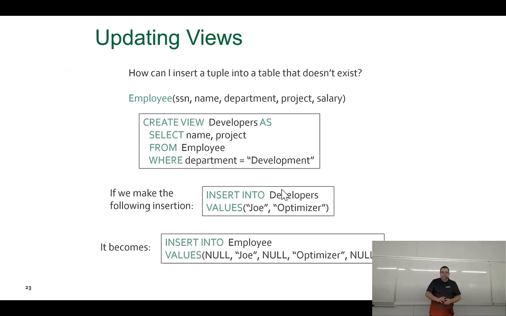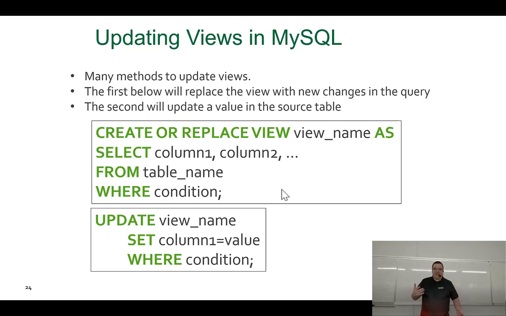Okay. So, how can you add a row into a table that doesn't exist? We've got a table called employee that has a social security number, name, department, project, and salary, and the social security number happens to be our primary key. So if we go insert into developers values Joe, comma, optimizer, what's going to happen is in the background, it'll create a new query called insert into employee. You will notice that there's nulls in each of the columns that aren't part of the view. And if our social security number is our primary key, and now we're trying to feed a null into the primary key, how well do you think this is going to go? It's not going to work. It will cause an error.